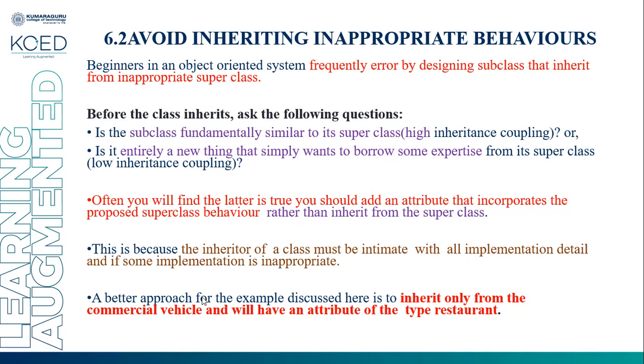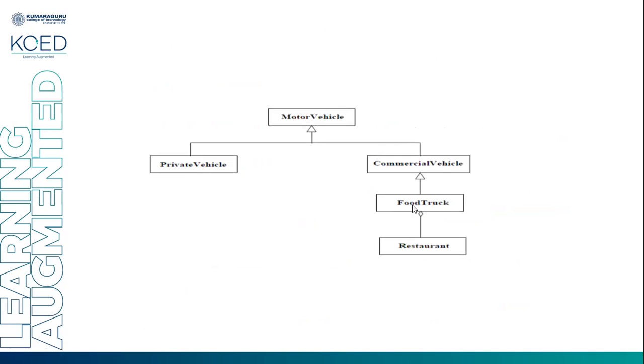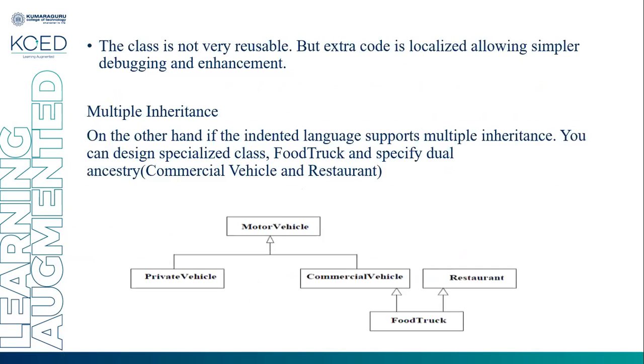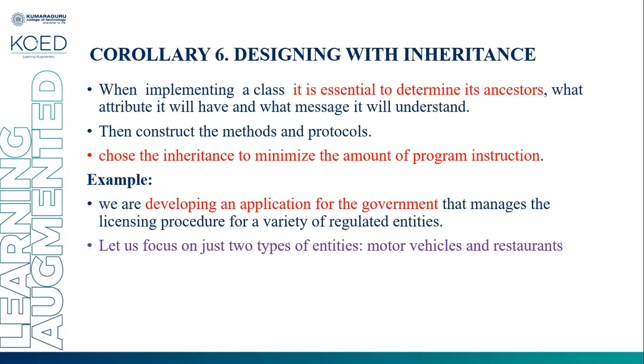The better approach for the example discussed here is to inherit only from the commercial vehicle, and we will have an attribute of the type restaurant. That is the solution for this problem. The food truck inherits from the commercial vehicle, the most relevant superclass, and restaurant is made an attribute of the food truck class. That is Corollary 6 we discussed, designing with inheritance.